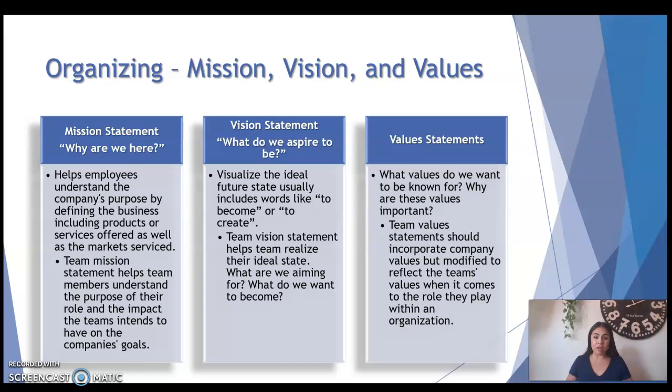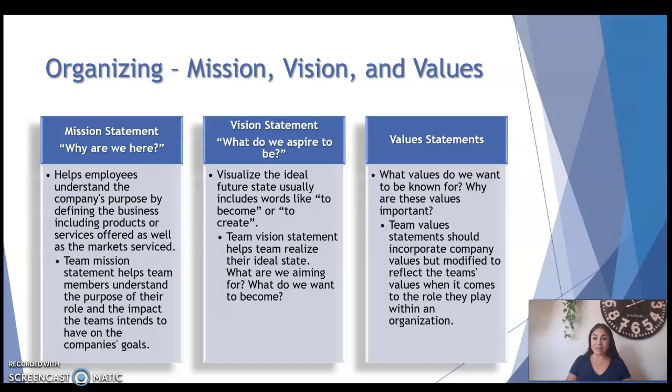You want to then learn a vision statement. What do we aspire to be? So you want to visualize the ideal future state, and it usually includes words like to become or to create. For your team, you want to create a vision statement as well, and the team vision statement helps the team to realize their ideal state. What are we aiming for? What do we want to become?